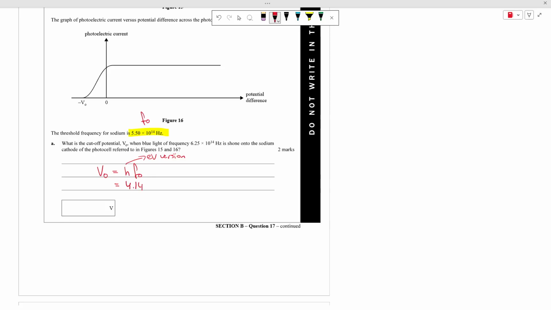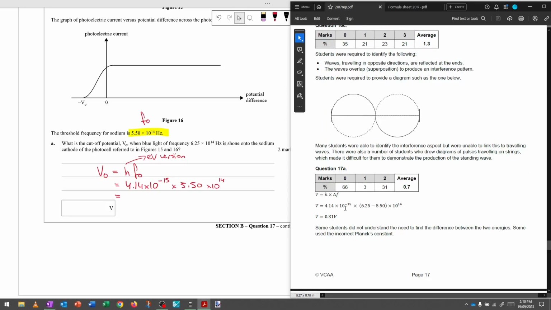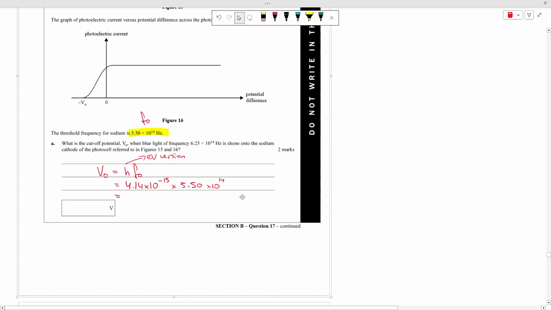Okay, so stopping voltage is just 4.14 times 10 to the negative 15. That's your Planck's constant H, times the threshold frequency 5.5 times 10 to the 14. And you calculate that, it'll just jump straight over to your guide, and that is... I've completely misread the question. Okay, never mind. I was mixing stopping voltage and work function, wasn't I?